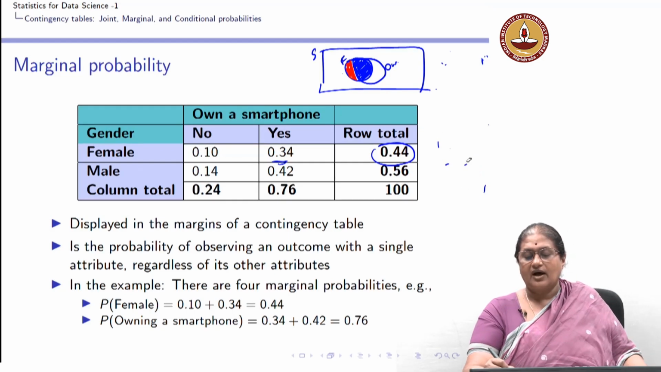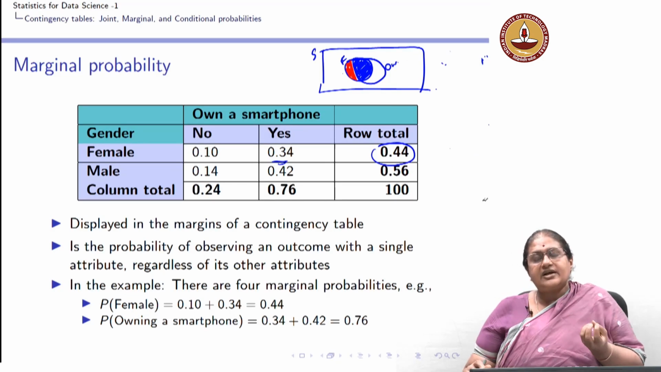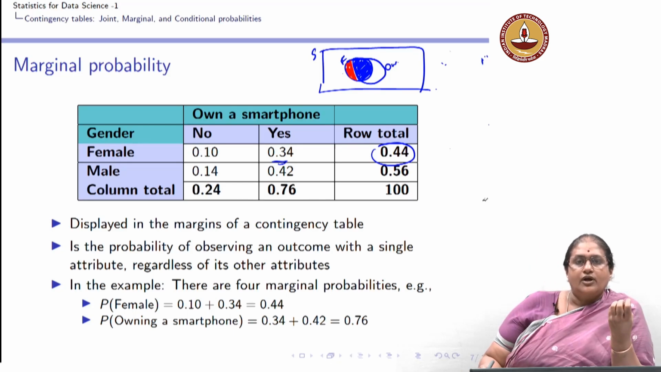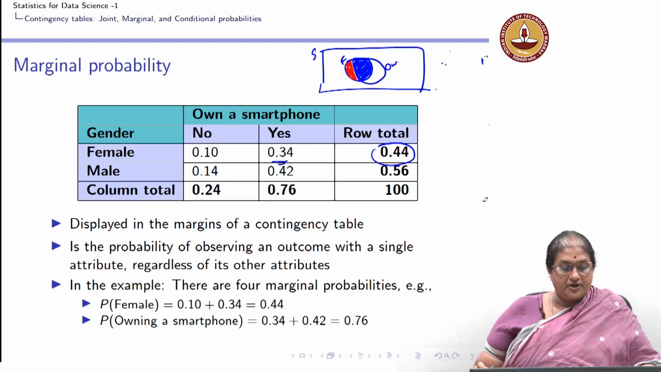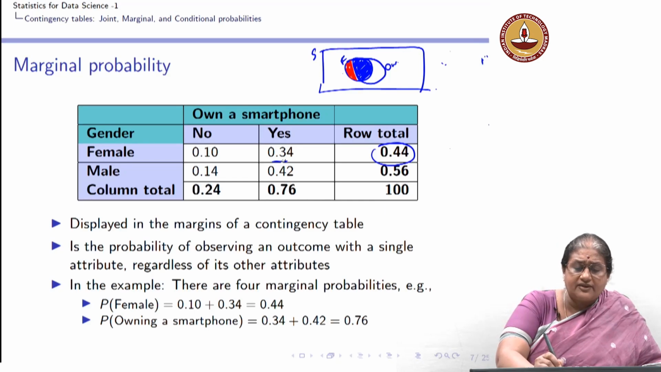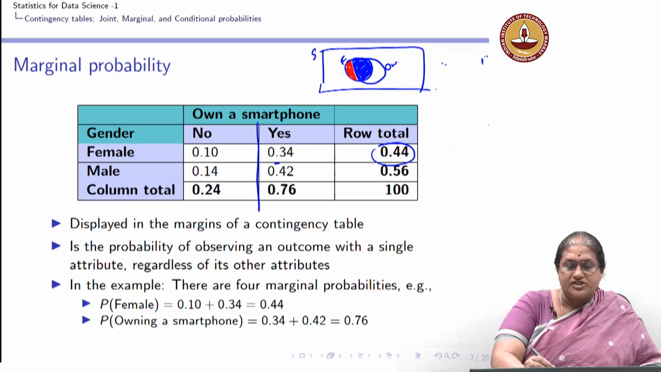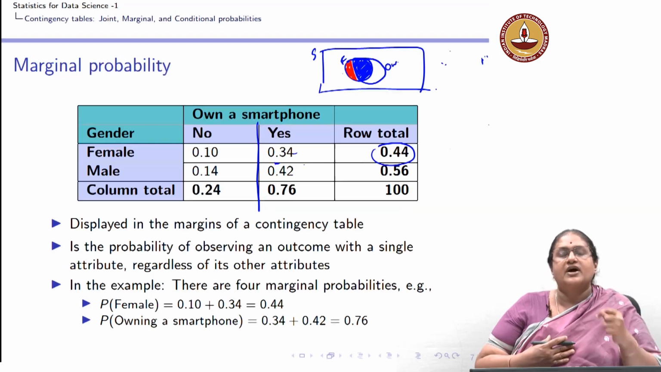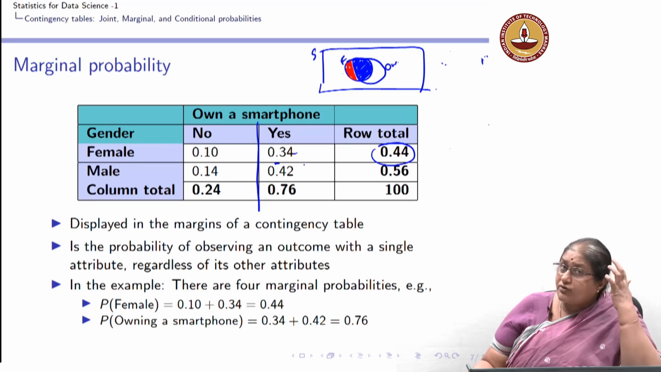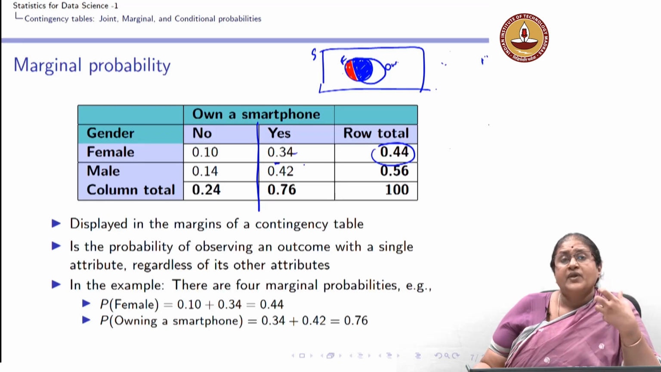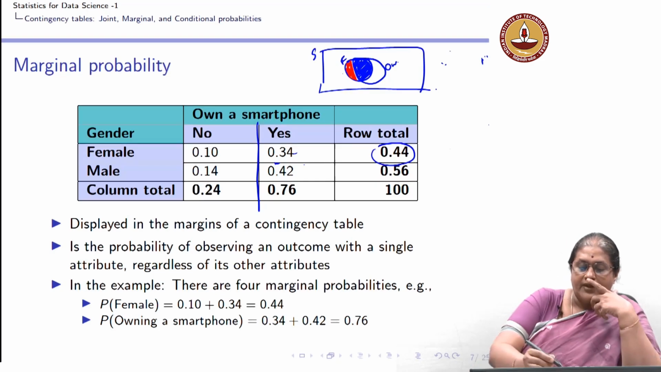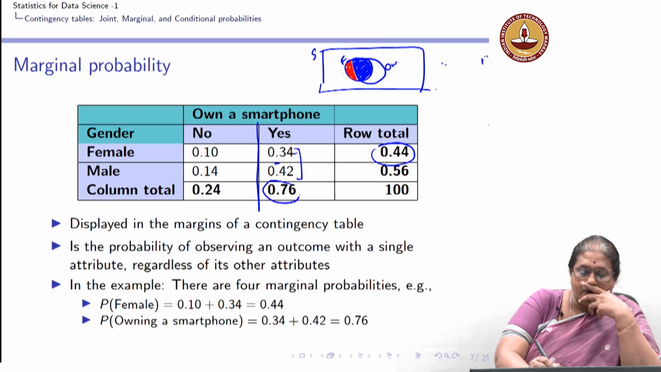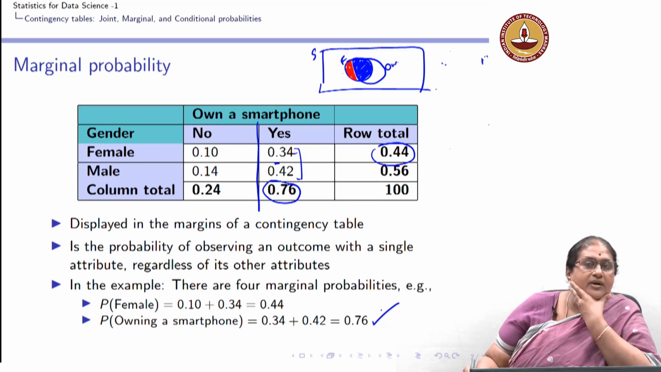And this is how I have converted the entries of a contingency table to represent A, joint probabilities, and B, marginal probabilities. Similarly, if you look at the variable of owning a smartphone, you can look at this column. I can own a smartphone either way. So, the probability of owning a smartphone is the probability of being a male and owning a smartphone plus the probability of being a female and owning a smartphone. If I add up these two entries, I get 0.76, and that is again my marginal probability.